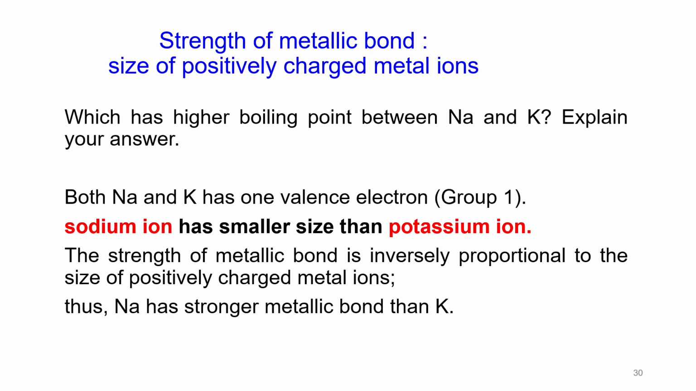Okay, this is the relationship between what? The strength of metallic bond and the number of valence electrons. So the more valence electrons, the stronger the metallic bond.